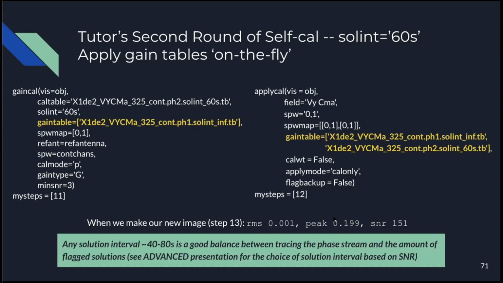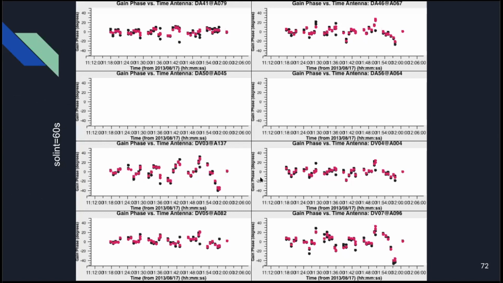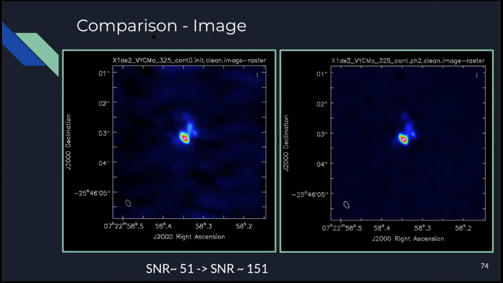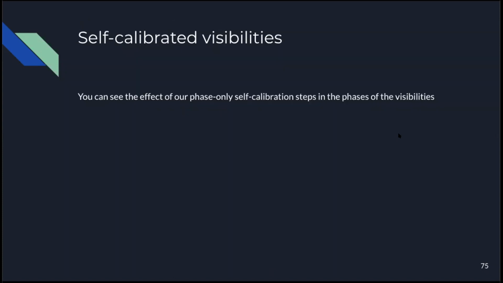And in the advanced part, Emily will explain a bit more how to support your decision based on the signal to noise of the solutions. Now, for completeness, I show you here the gain table for the 60 seconds. As you can see, we have about 5 points per scan where we are tracing the phases. And well, this is the final image. This was the first initial image with which Emily started the tutorial. And this is the image that we obtained after the second cycle of self-calibration.